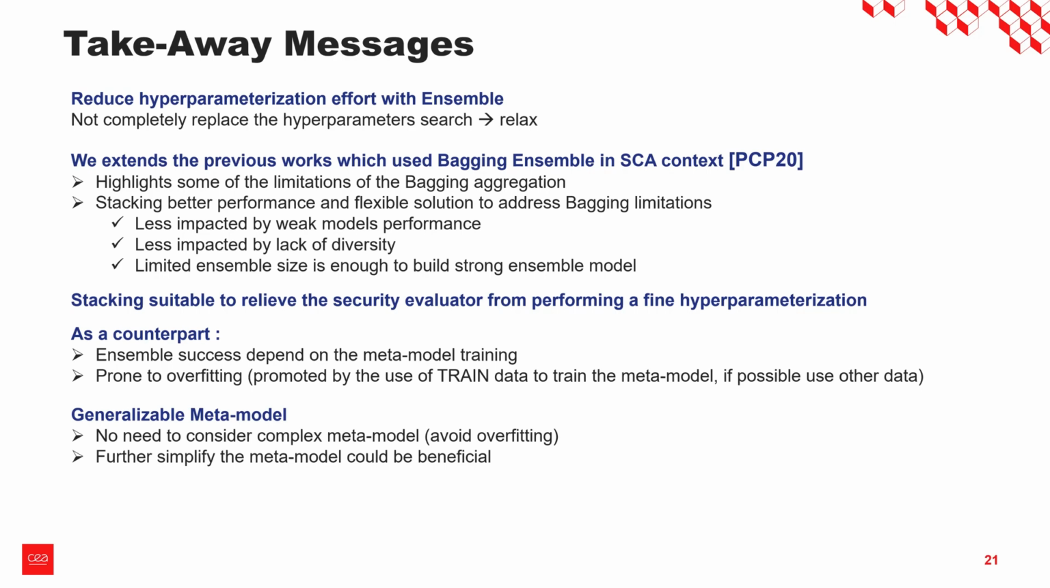And we also found that there is no need to consider a complex meta model for stacking ensemble in the SCA context. Using a simple meta model can even avoid overfitting. During our experiment, our smallest meta model was a 2-layer MLP. But with the feedback of our experiment, we think that it could be interesting to further simplify the meta model architecture.